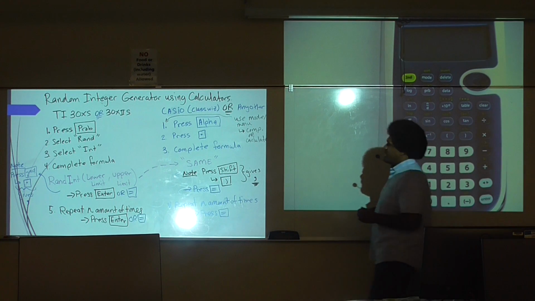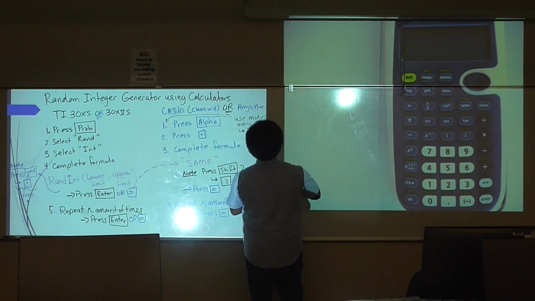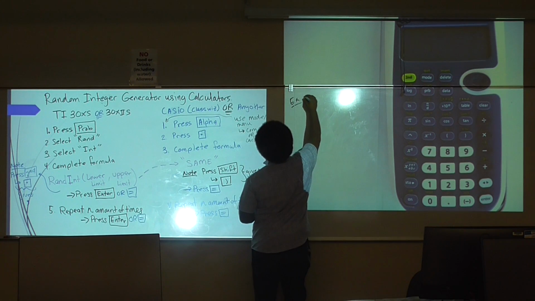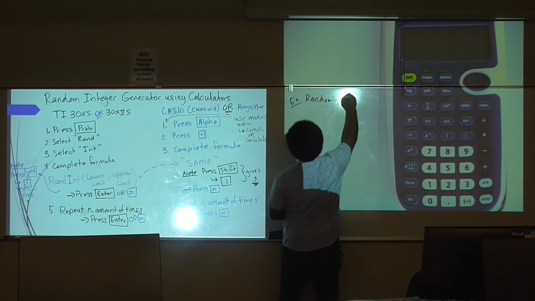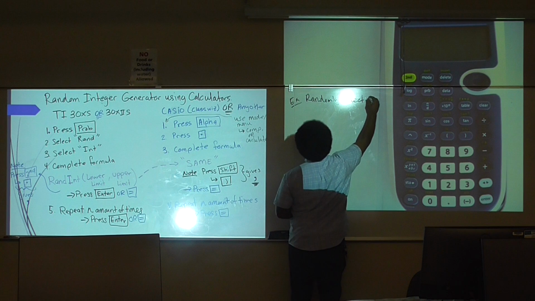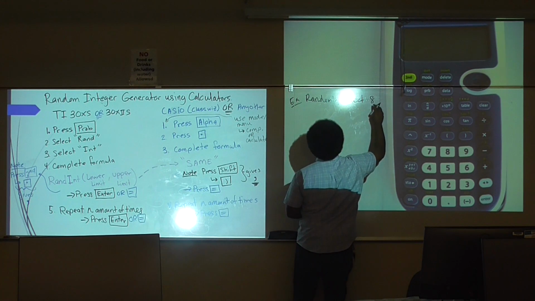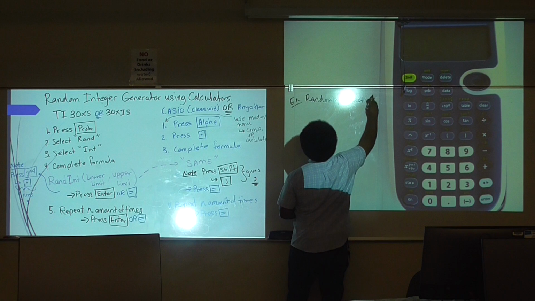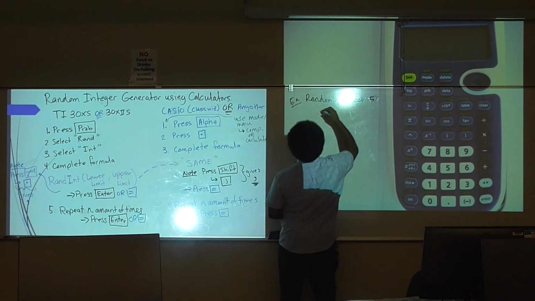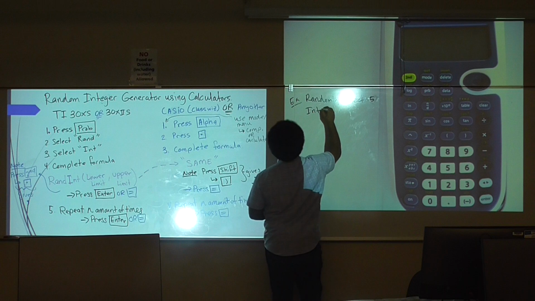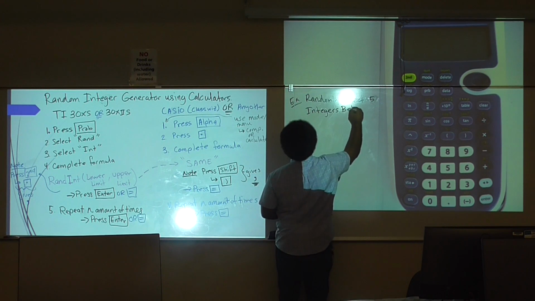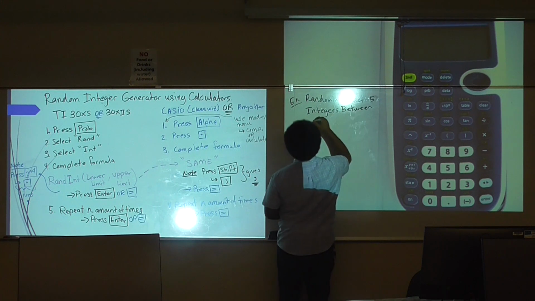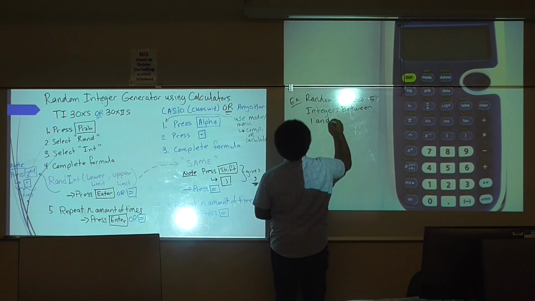So the objective here is to randomly select 5 integers between 1 and 50.